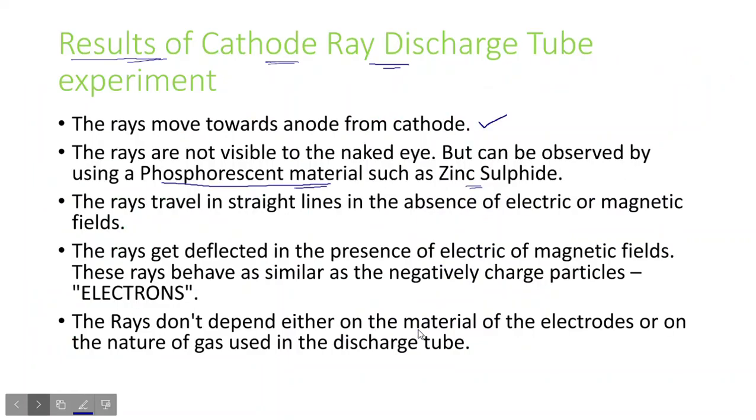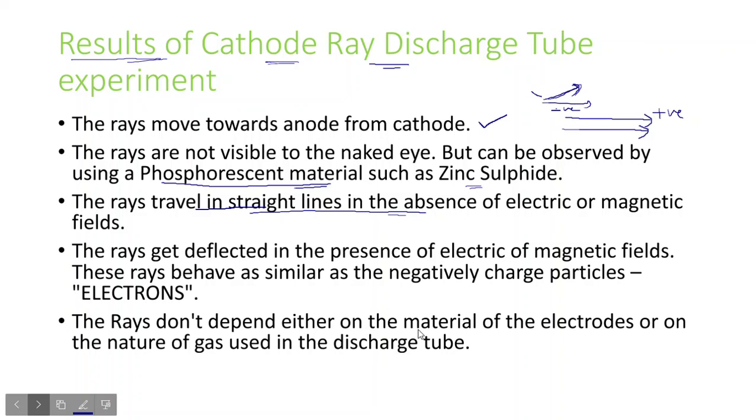Okay. And third point, the rays travel in straight lines in the absence of electric or magnetic fields. This is the cathode and this is the anode. So in the absence of electric fields, these rays travel in straight lines without any deflection. What is deflection? Deflection is nothing but a bend. This is a bend, this is straight, and this is deflection.